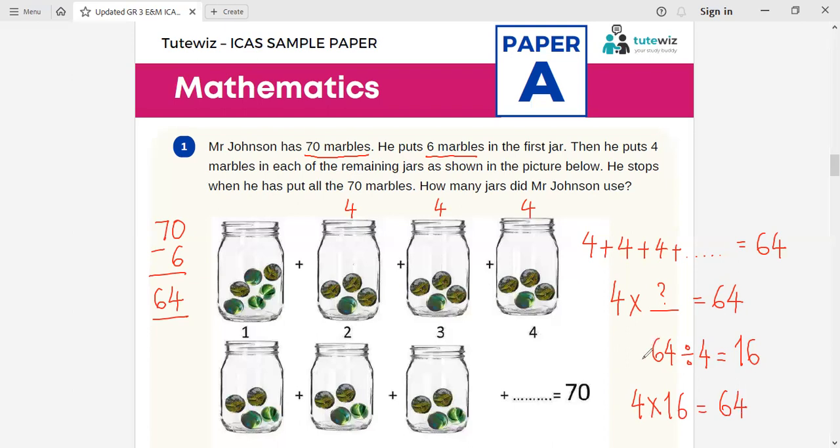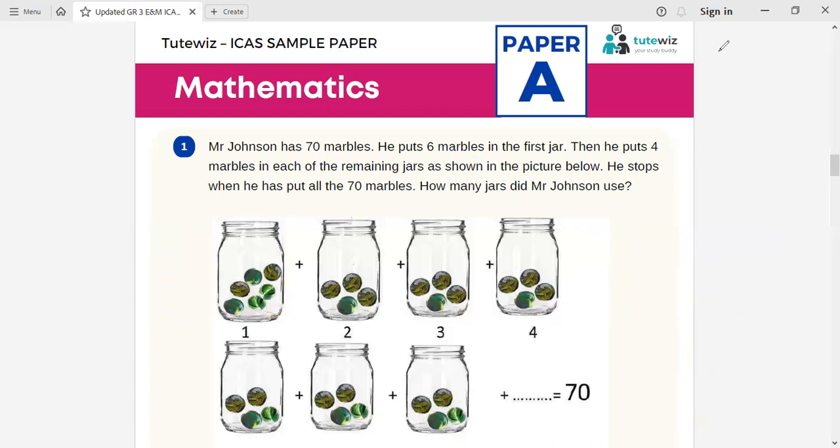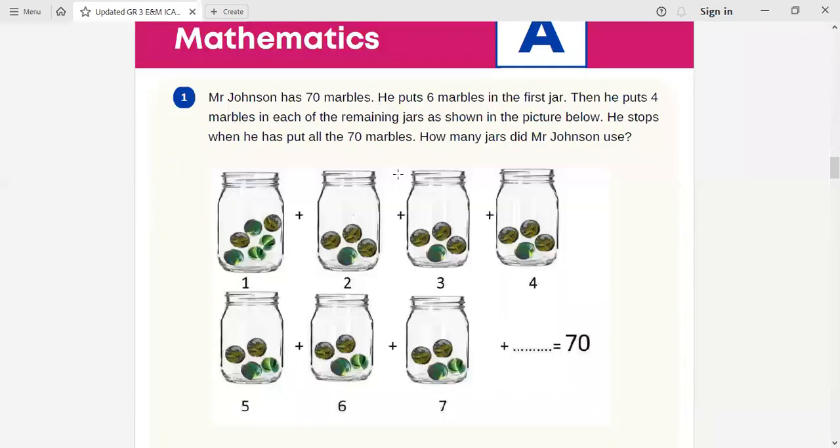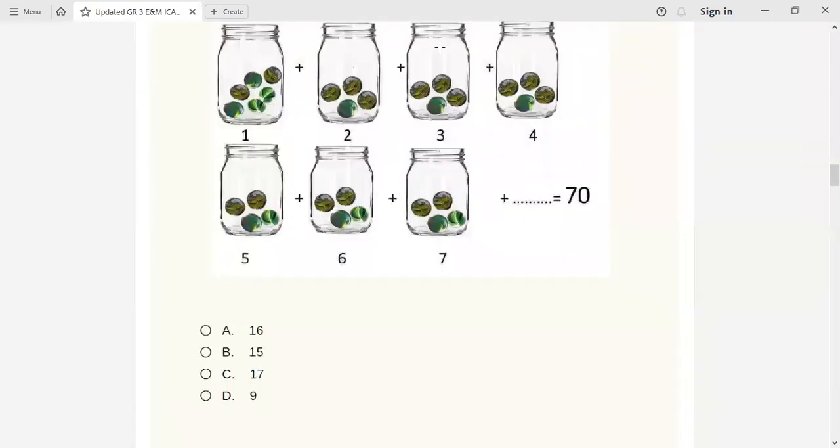Let's not forget that in 16 jars, he's put 4 marbles, but in that first jar, he's put 6 marbles. That means the answer is 16 plus 1, that is 17 jars. So I'll simply go and tick the correct answer, which is 17. Hopping on to the next question.